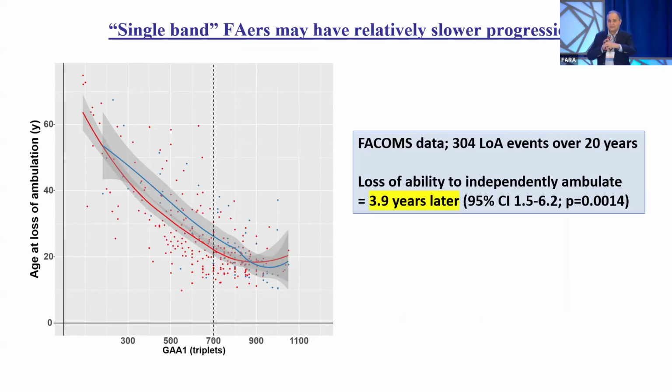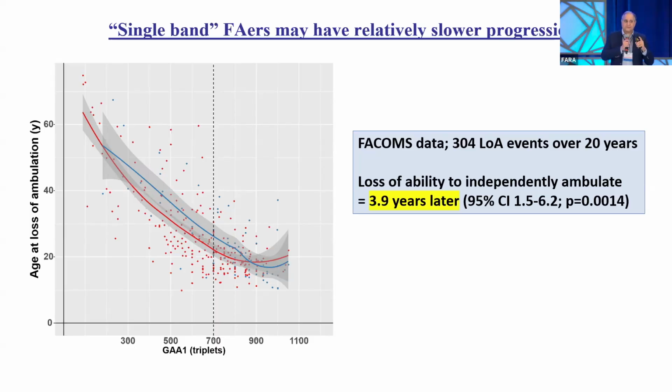So this is natural history purely at CHOP. And in this whole database, at the time that we designed this graph, we had, I think, 304 loss of ambulation events. So each dot there is a person with FA who has lost the ability to walk. On the y-axis is the age at which they lost the ability to walk, and on the x-axis at the bottom is their repeat length.